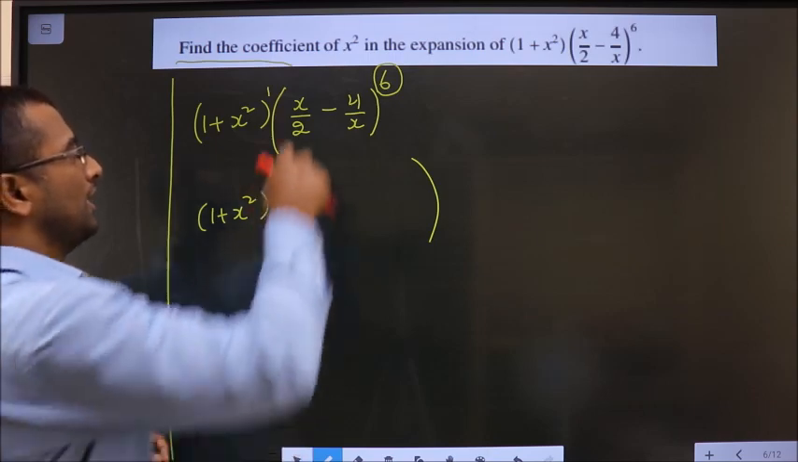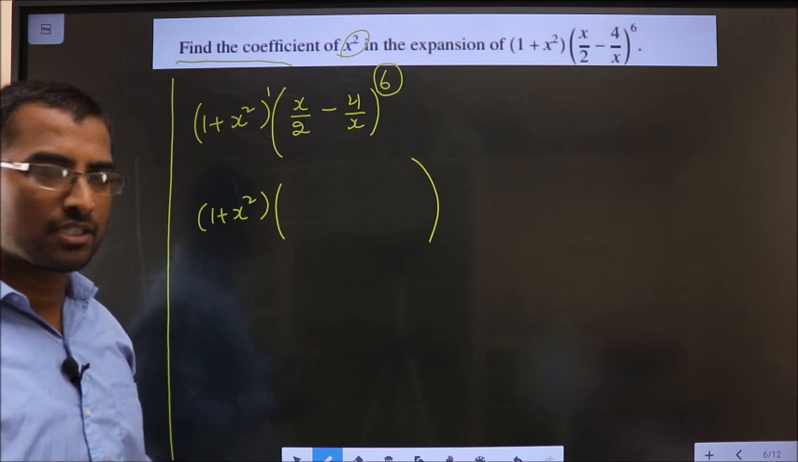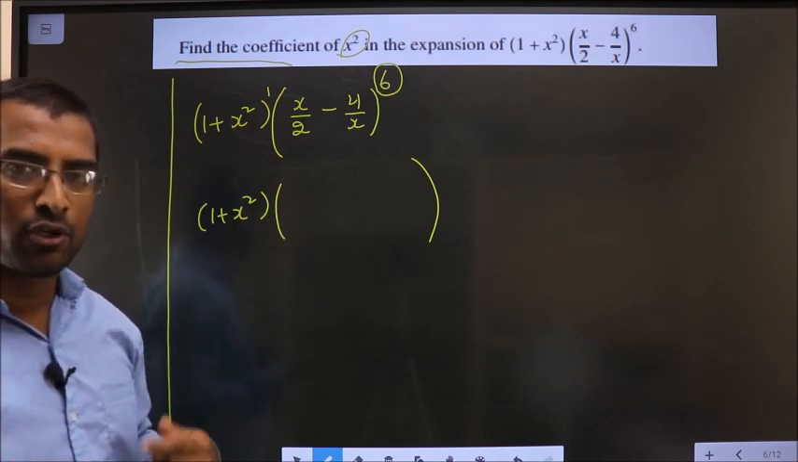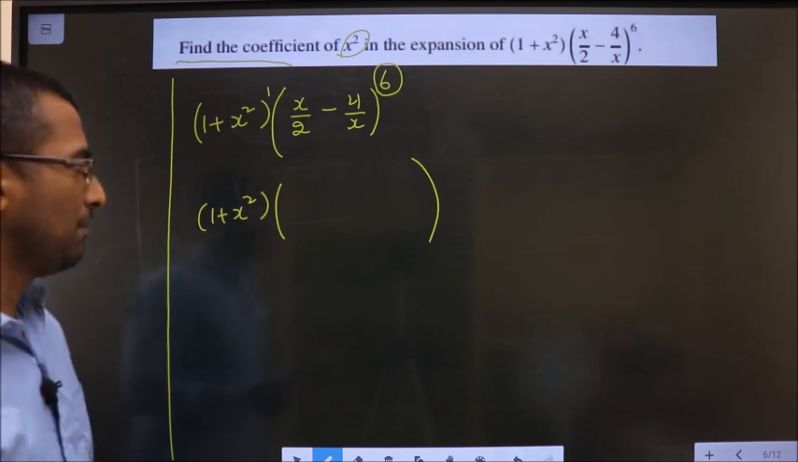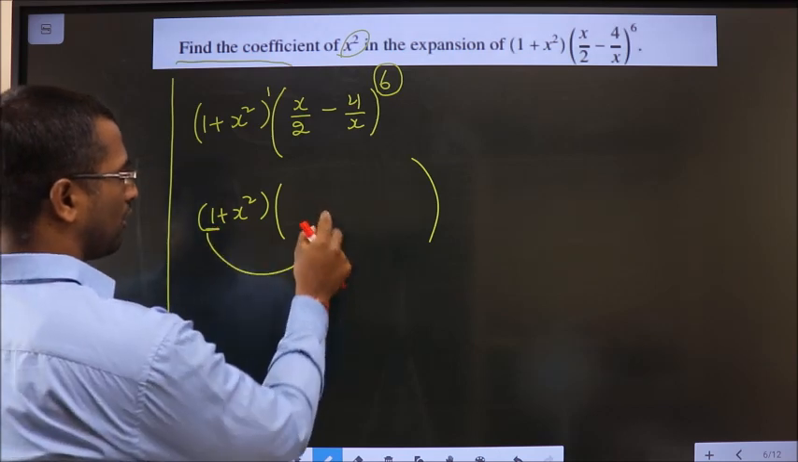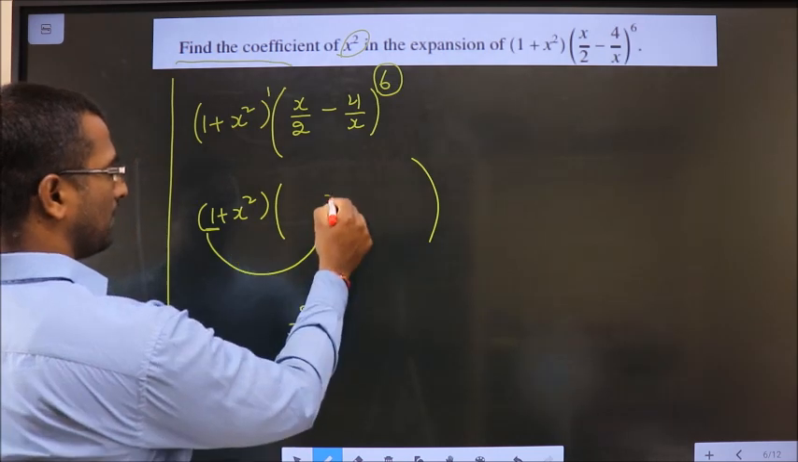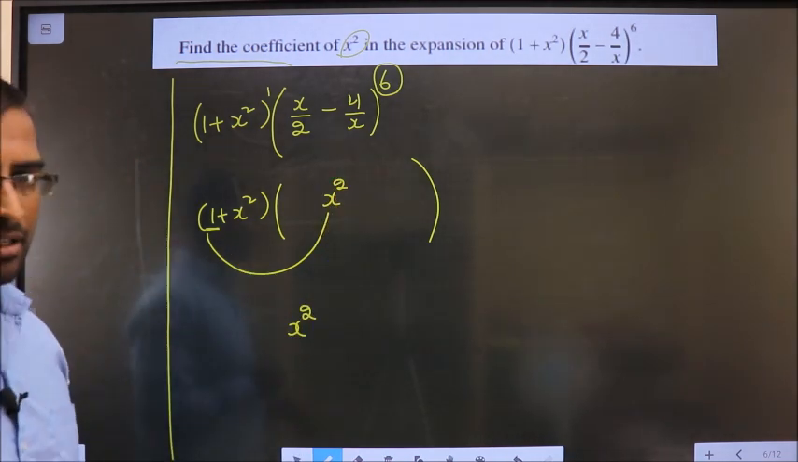I need only the coefficient of x square. To get the coefficient of x square, I will not write all the terms. I need to decide what all terms I need. And how do I decide? Based on this. 1 should be multiplied with what, such that it results in x square? 1 should be multiplied with x square, only then it results in x square.